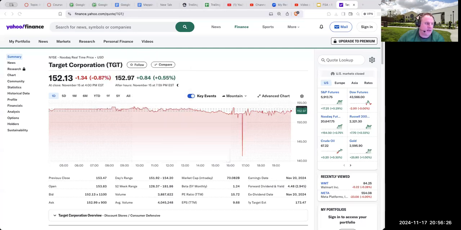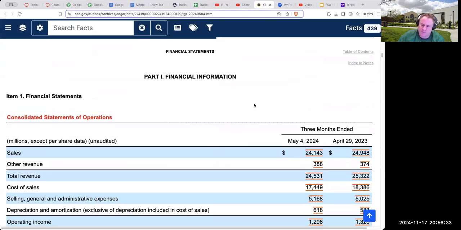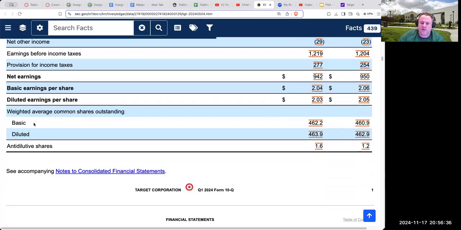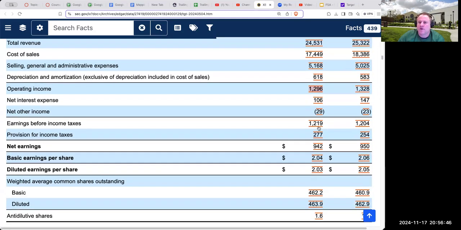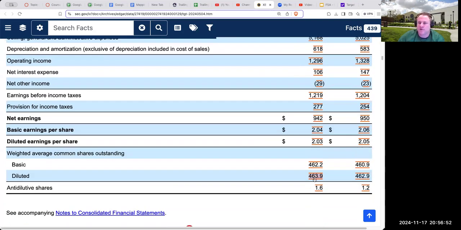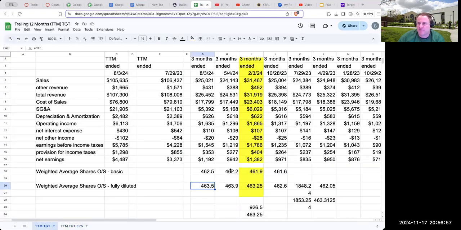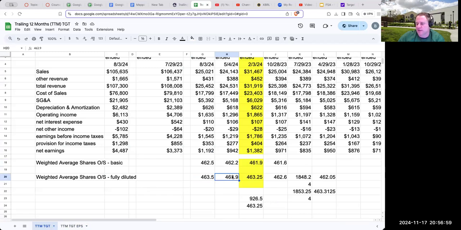Well, when I come over here to Target, what I will see is the weighted average common shares outstanding, basic and diluted. So these are the two numbers that I'm going to want to put in. As of May 4th, 2024, for those 3 months ended, this was the weighted shares outstanding. As you can see, I've basically added these two numbers in here. This will become important momentarily.